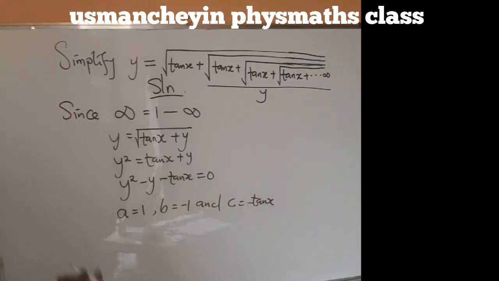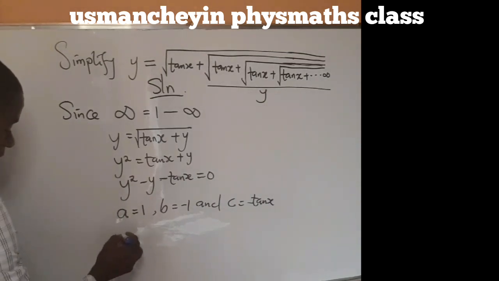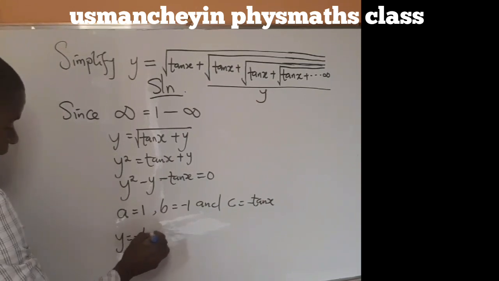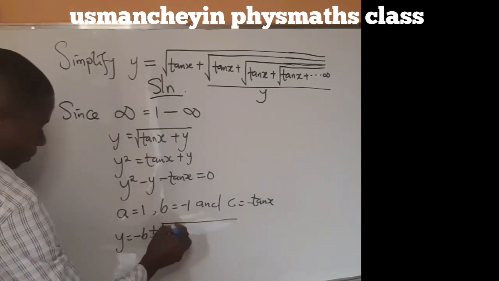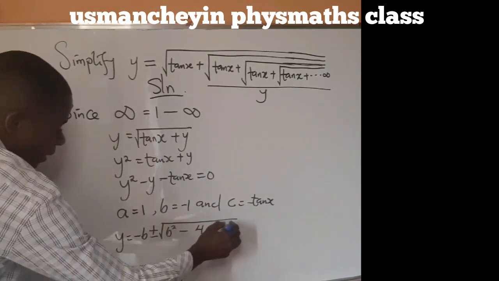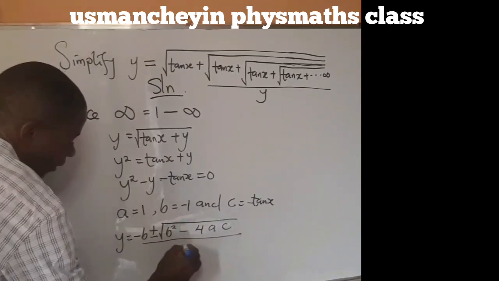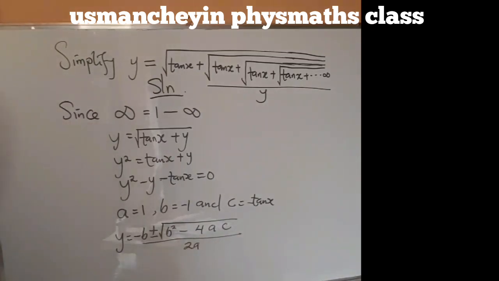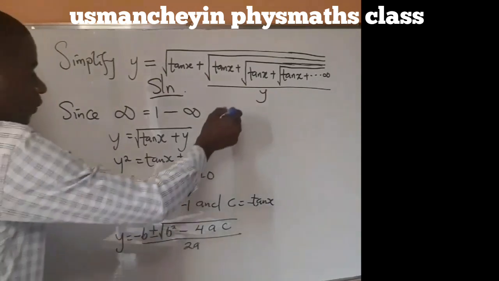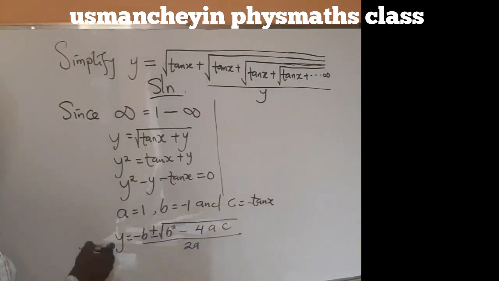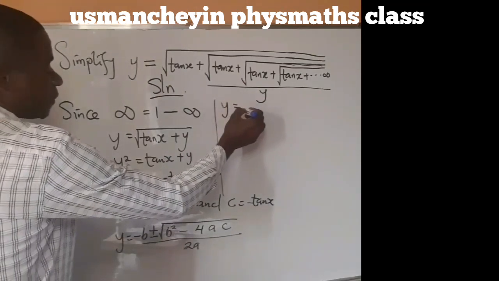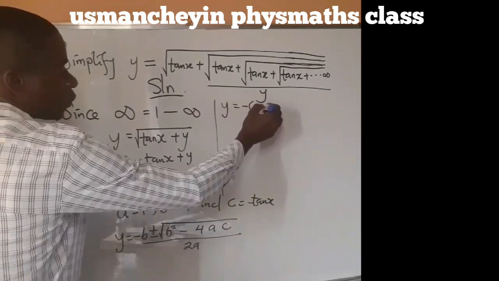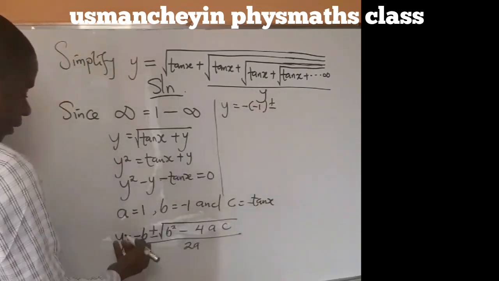Okay, so from there we can now substitute into the formula straight. The formula is always y equals minus b plus or minus the square root of b squared minus 4ac, all over 2a. Okay, so if that is true, we'll just quickly substitute into the formula, then we'll get our answer. Our a is 1, our b is minus 1, so we can say y is equal to minus, open bracket, minus 1, close the bracket, plus or minus, that is this.